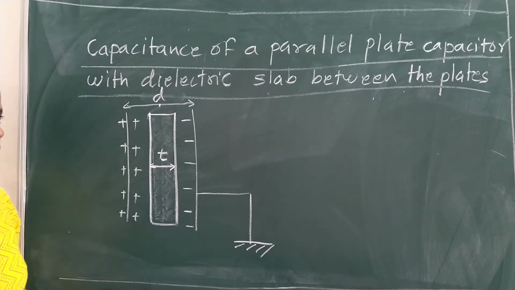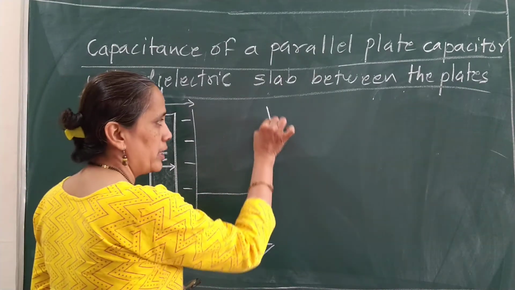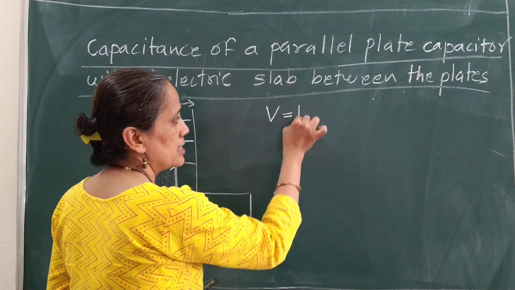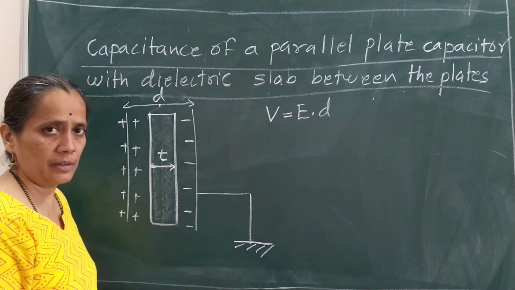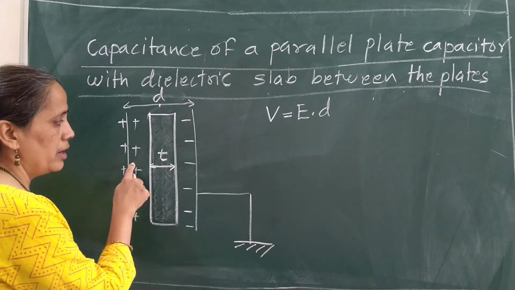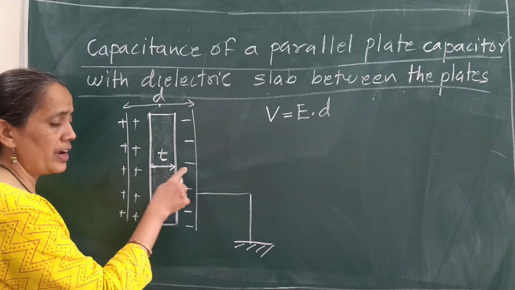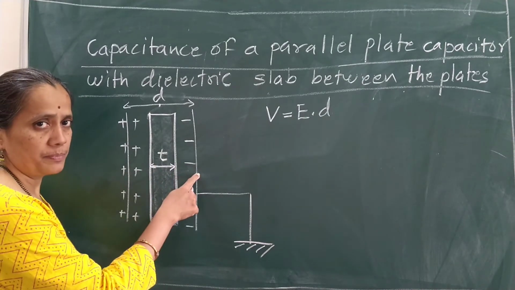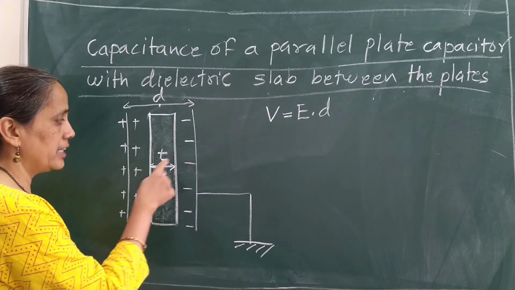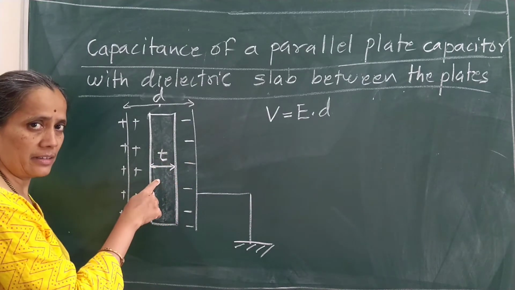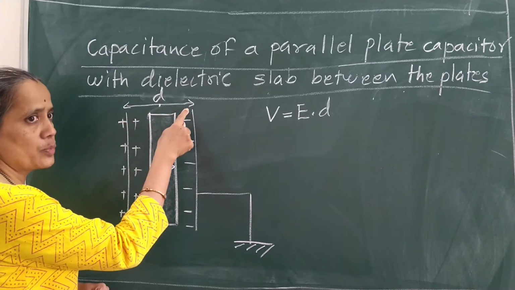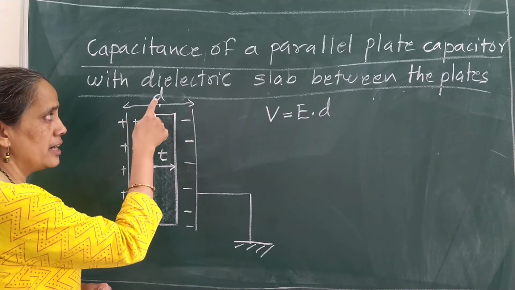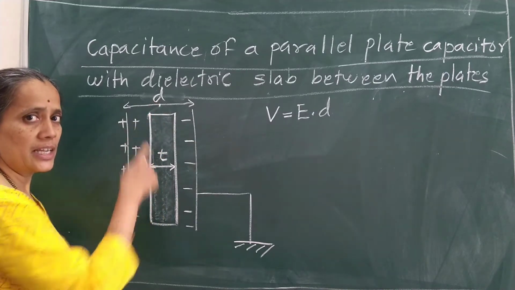Clear? For that purpose, what we know is that potential V is equal to E into d. This is our basic formula. But now, here your electric field will get divided into two parts. One is the electric field due to the dielectric, and another is the electric field due to the remaining space. Now what is the remaining space? d minus t is the remaining space.